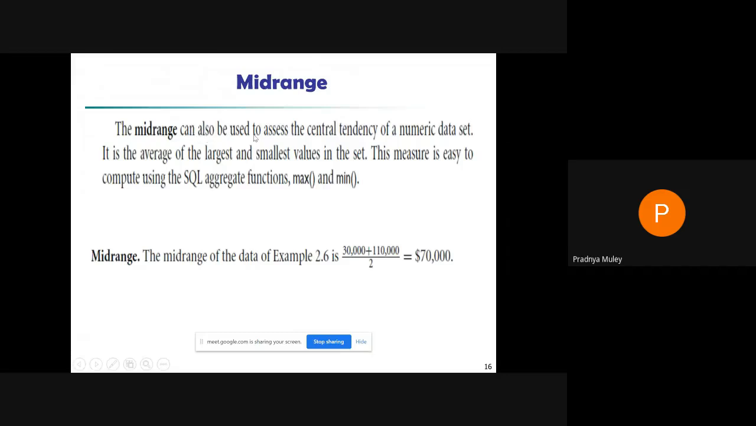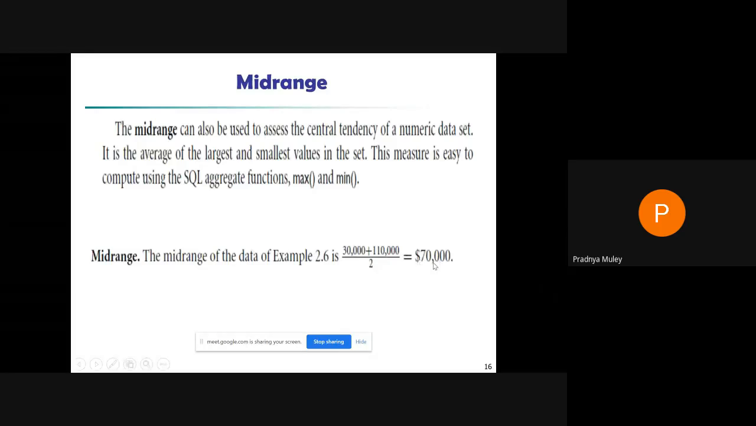Now, what is mid-range? The mid-range can also be used to assess the central tendency of the numeric data set. It is the average of the largest and smallest values in the set. This measure is easy to compute using SQL aggregate functions, that is max and min. So if we consider our data set, the minimum value is $30,000, the maximum value is $110,000, divided by 2, which is equal to 70,000.